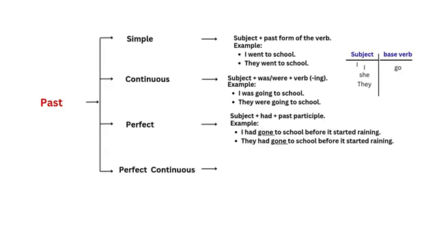Past perfect tense: subject plus had plus past participle. Example: I had gone to school before it started raining means that the person completed the action of going to school, and after that, it started to rain. The rain began after the person was already at school.